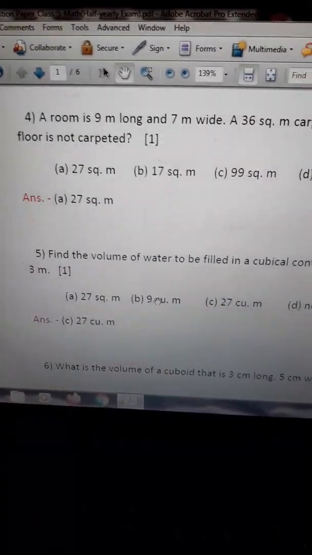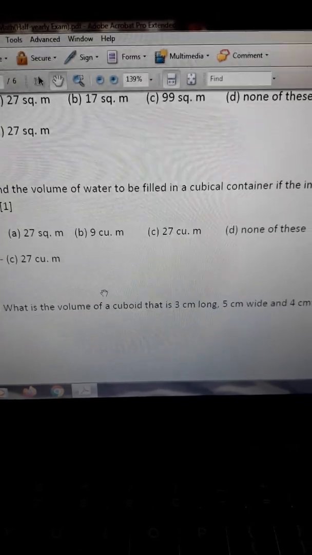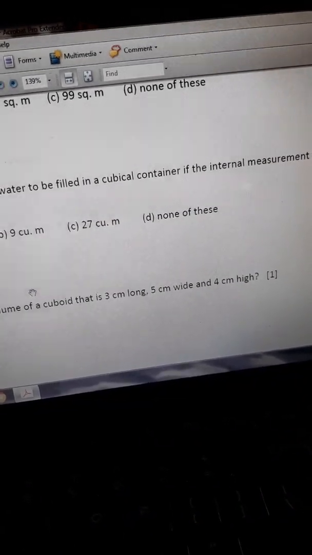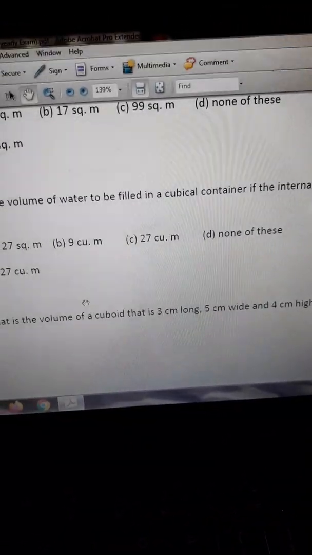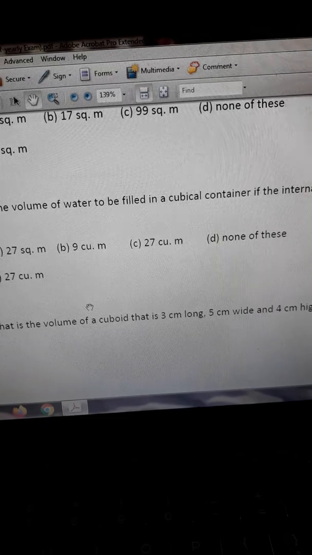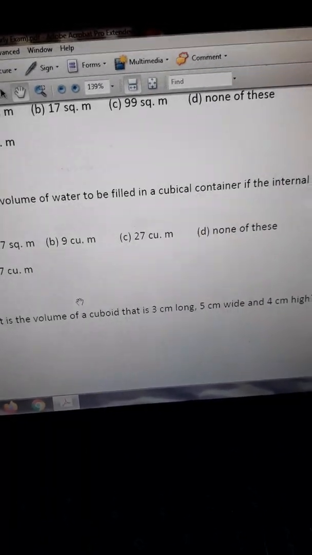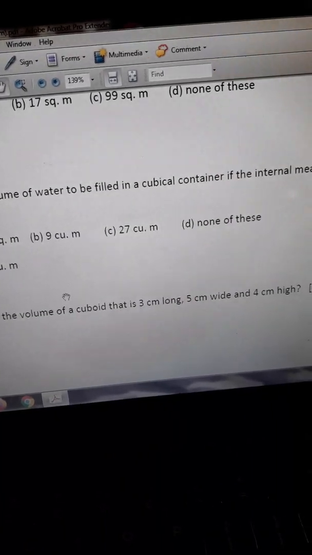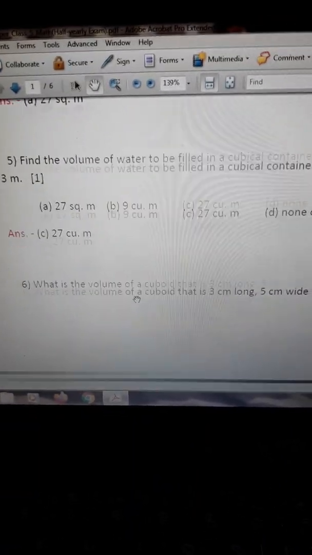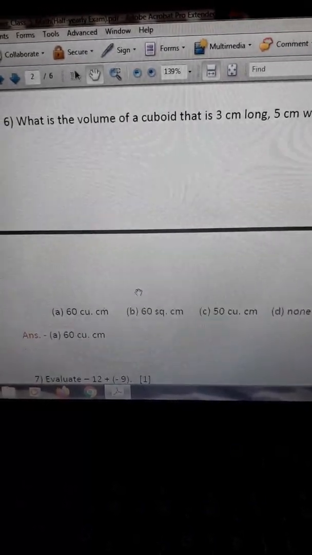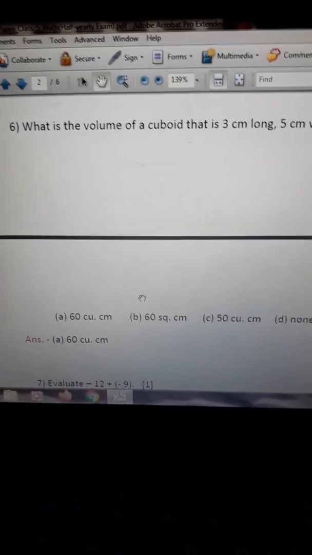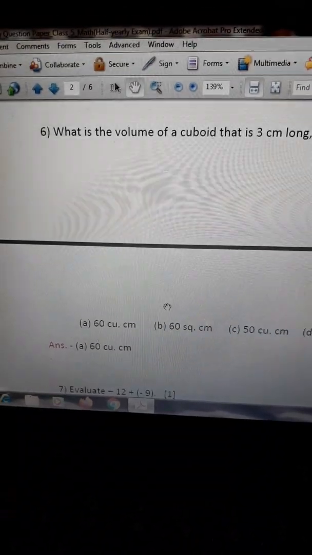Now question number 6. What is the volume of a cuboid that is 3 centimeter long, 5 centimeter wide and 4 centimeter high? You have to use the formula for the volume of a cuboid. You know that volume is length into breadth into height. So 3 centimeter into 5 centimeter into 4 centimeter, then we get the result 60 cubic centimeter. So option A is the correct option.